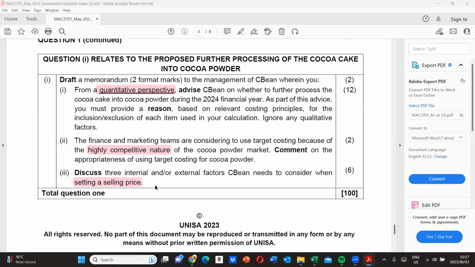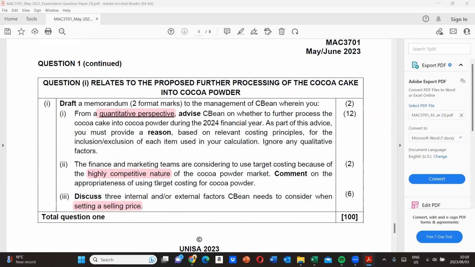All right. Any questions, guys? Yes, just the last one. Draft a memorandum. Can you just give a brief explanation about the format, please?